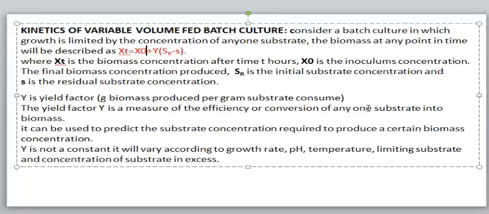Yield factor is the gram of biomass produced per gram of substrate consumed, which is a measure of the efficiency of conversion of any one substrate into biomass. It also depends on growth rate, pH, temperature, and limiting substrates, and it is also different for different organisms. It is variable, not fixed. So we should keep this in mind.